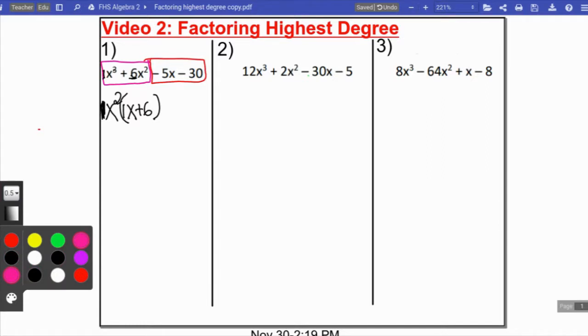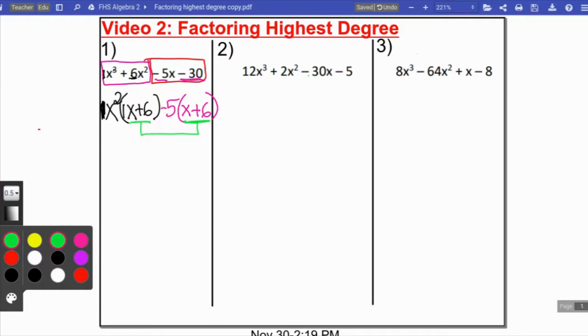Let's move on to the next one. What common term goes into -5 and -30? The lowest number that goes into both would be -5. Any common letter? No. Open parenthesis. The first one is just x, no big deal. Next, -30 divided by -5 gives you +6. And if you also look at this right here, that's common to this. They're always going to have common parentheses like that.